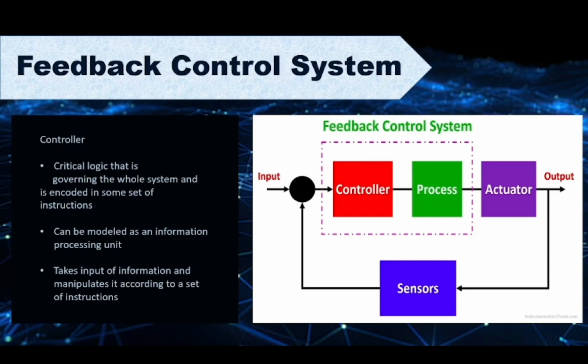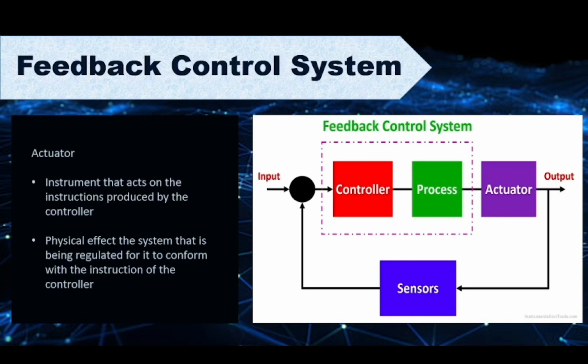After that, the data will be processed and sent to the actuator. So next is the actuator. The actuator is an instrument that acts on the instruction produced by the controller, physically affecting the system that is being regulated so that it conforms with the instruction of the controller. For me, actuators are just like the muscles of a system. They receive commands from the controllers and perform physical action based on those commands.